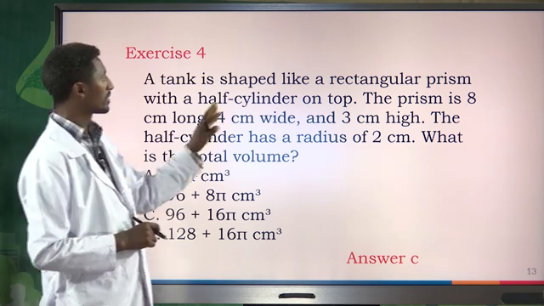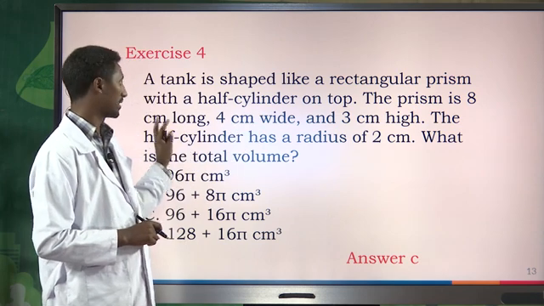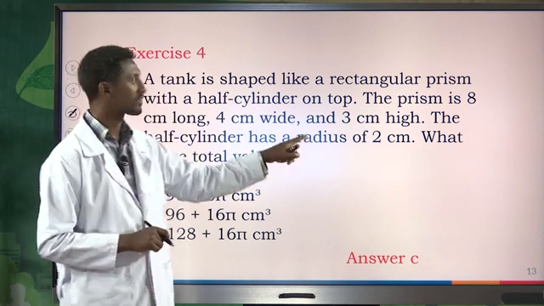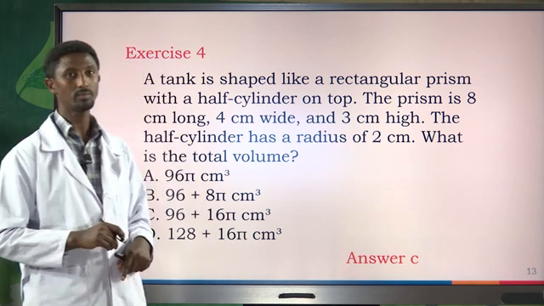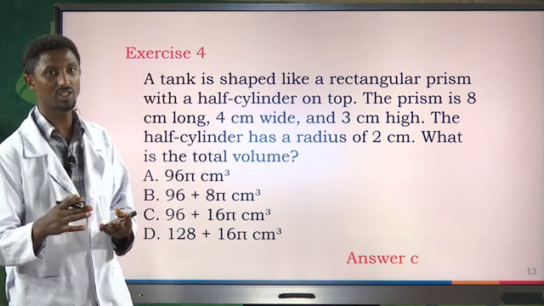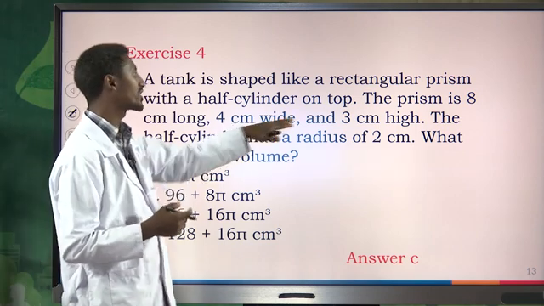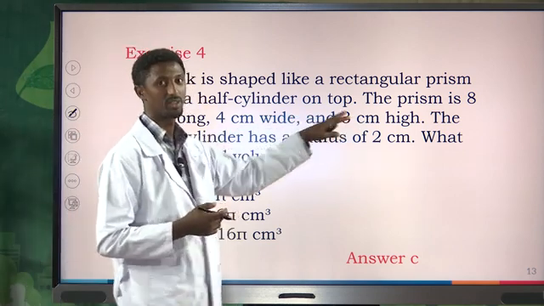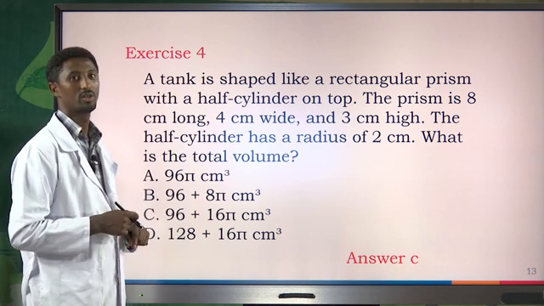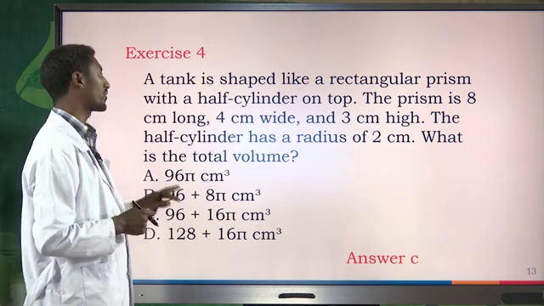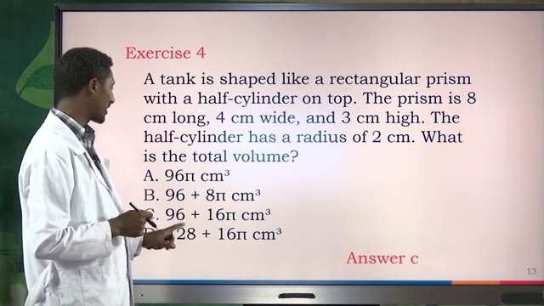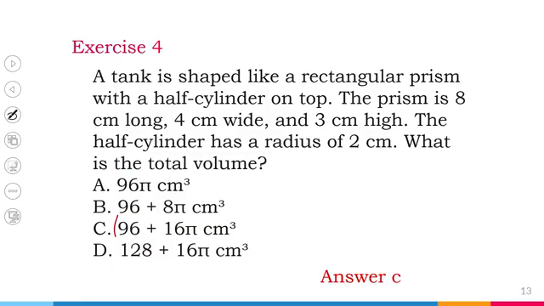Here the dimensions of the prism are given, and the dimension of the cylinder, radius 2 centimeter. And half of the tank is a cylinder. So what is the height of the cylinder? It's equal to the height of the prism. So having these values, compute the volume of this tank and check the answer is 96 plus 16 pi centimeter cube. So all values are in centimeter cube.